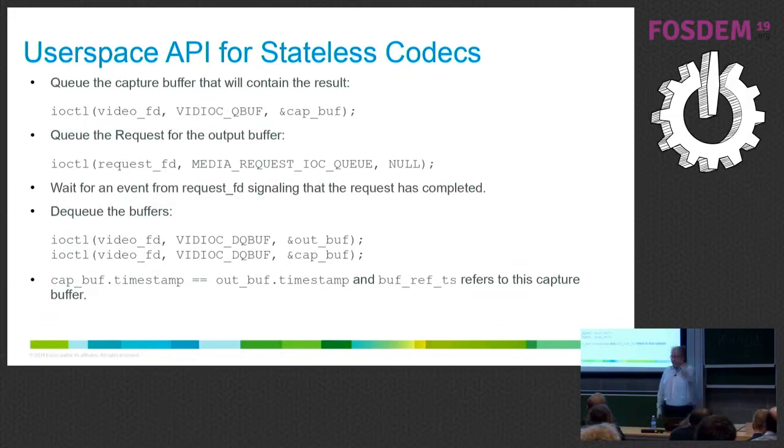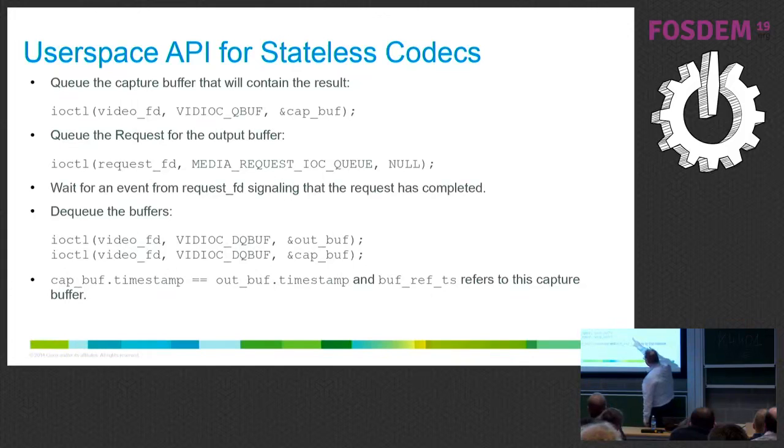So this is the output part. Then you queue up capture buffers because the result has to go somewhere. Capture buffers are not parts of a request. They're just an independent buffer queue. You put buffers in, the decoded results get put in there and you get them back.